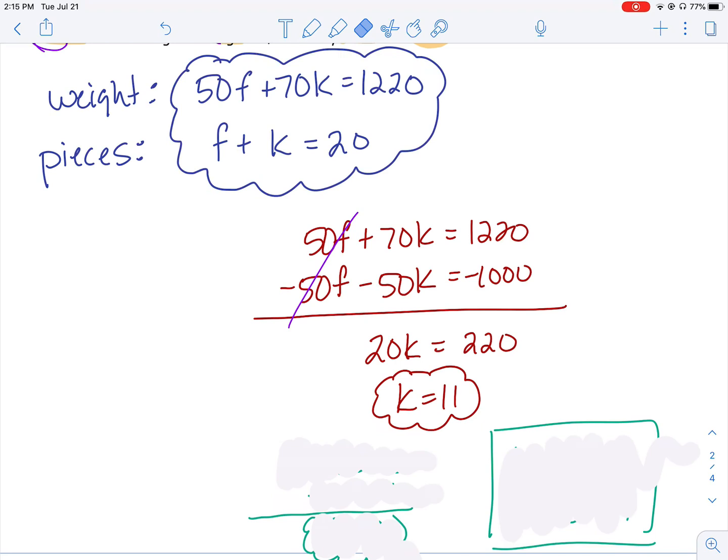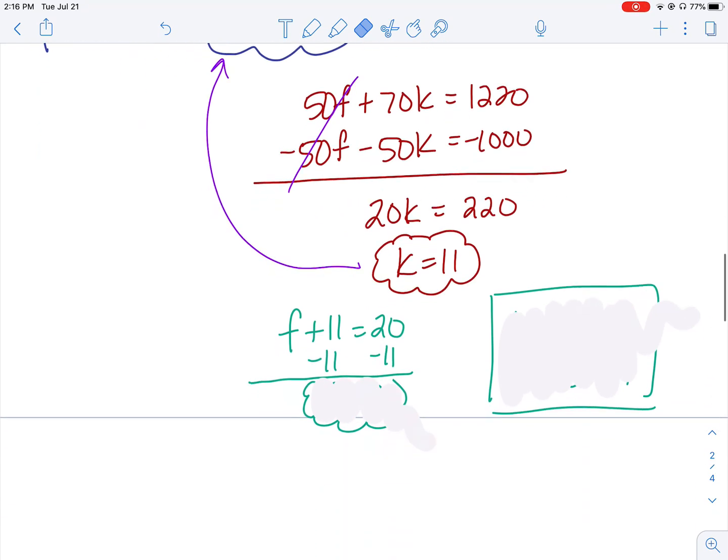If k equals 11, I can figure out what f is by plugging it back into one of these original equations. I'm probably going to choose the second one. It's a little more simple. I have f plus 11 equals 20. I can subtract 11 from both sides, and I ended up getting f equals 9.